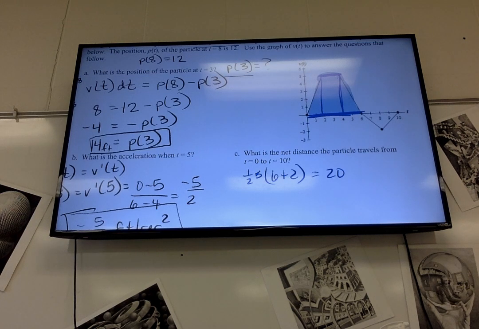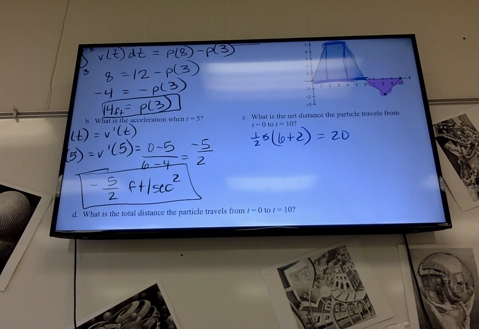Now the area of the pink shape. The area is base times height divided by 2. The base is 4, the height is 2, divided by 2, so that's 4, but it's negative because it's below the x-axis. So when I add those up, it's 16, and that's feet. That is the net distance. The total distance traveled is 24.